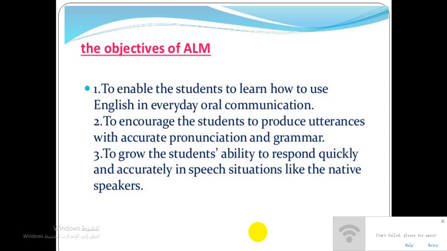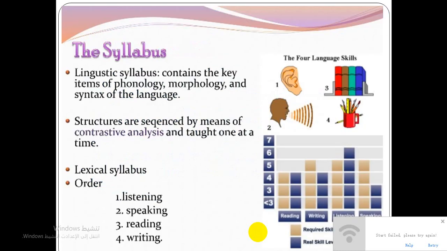So the main objectives of the audiolingual method are to enable the students to learn how to use English in everyday oral communication, to encourage the students to produce utterances with accurate pronunciation and grammar, and to grow the students' ability to respond quickly and accurately in speech situations like native speakers.